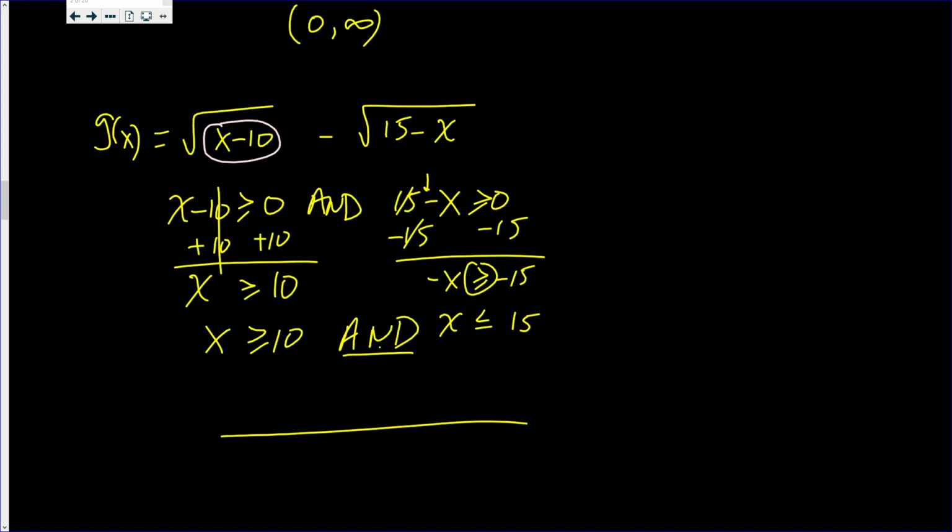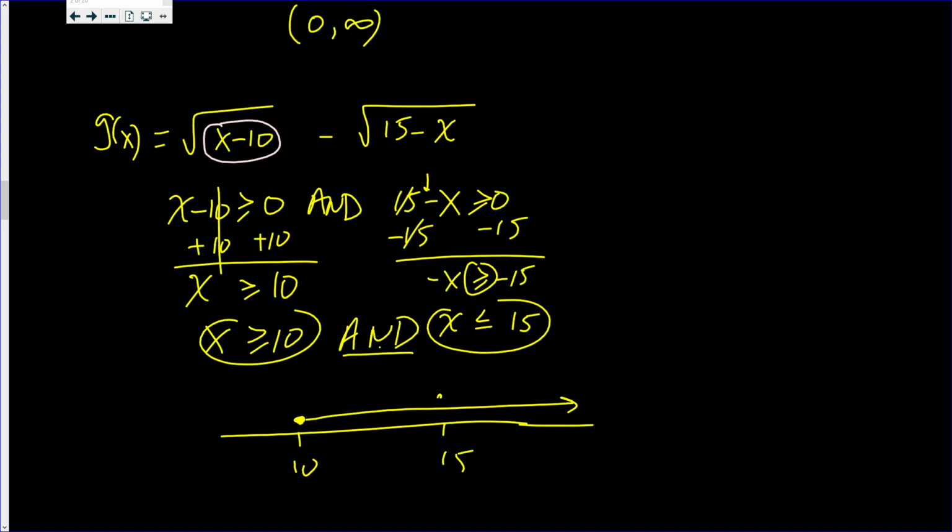And so here's 10, here's 15. The first statement tells me I can be 10 or more. The next statement tells me I can be 15 or less. Where are they both true? Wherever the lines overlap. The lines overlap everywhere in here, including the endpoints.